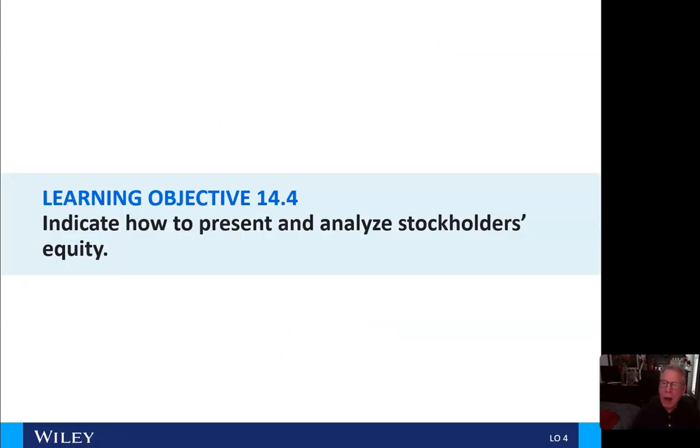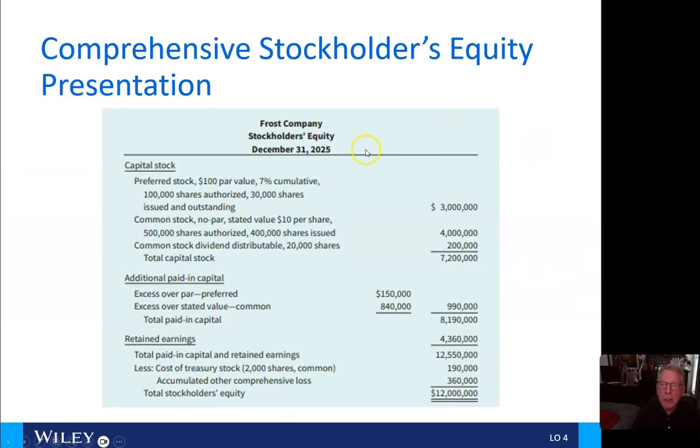Okay, so how do we present and analyze stockholders' equity? Here, we show that for the Frost Company. Here's our capital stock. We have some preferred stock, and common stock dividend distributable for 20,000 shares. So our total capital stock is $7.2 million. We have additional paid in capital. This is the excess over par for preferred and the excess over stated value for common stock, a total of $990,000.